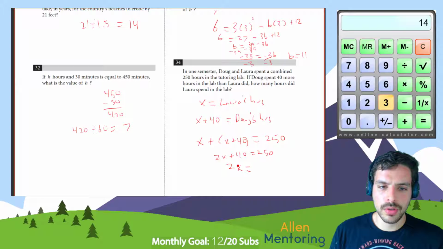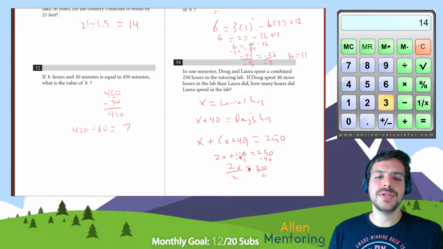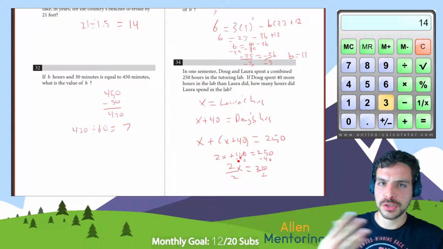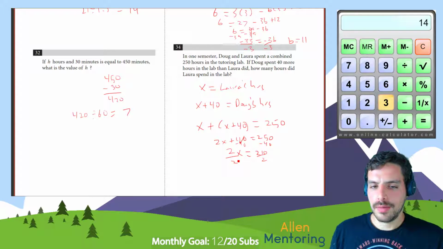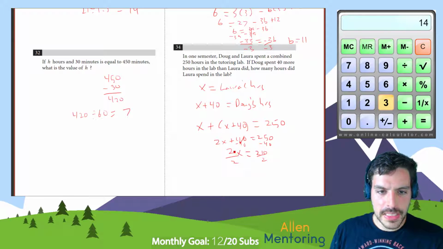2x is equal, we're going to subtract 40 on both sides. Okay, 2x is equal to 210. And then we're going to divide by 2 on both sides. Again, we're doing the opposite on both sides. So I'm starting to go a little bit faster now. If you followed earlier in the stream, I kind of explained some basic algebra principles, but now we're just going to up the speed. And so x is equal to 105.